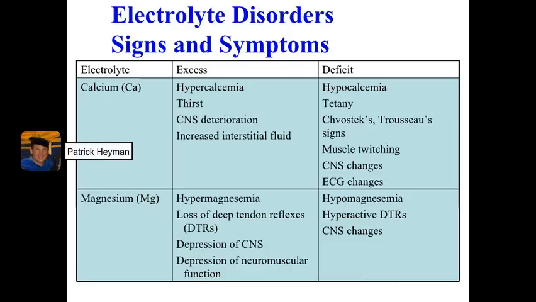All right, let's take a look at magnesium. If there is too much magnesium, you're going to end up with a loss of deep tendon reflexes. It also causes depression of the central nervous system and depression of neuromuscular function, i.e. muscle flaccidity. On the other hand, if you have low magnesium, you're going to end up with hyperactive deep tendon reflexes and muscle spasm.